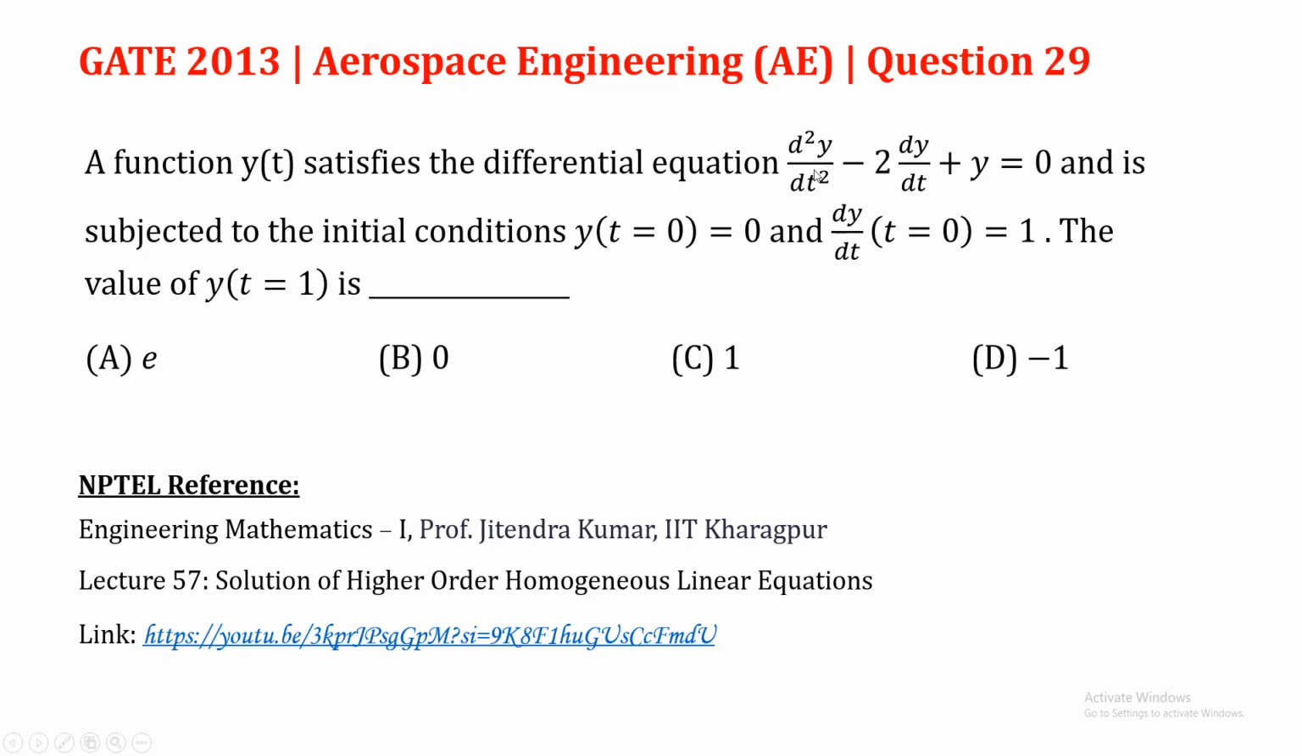So we have been given an ordinary differential equation which is homogeneous. We have been given two initial conditions and we need to find the value of y at a particular time, which is at 1. Let's go and solve the problem.